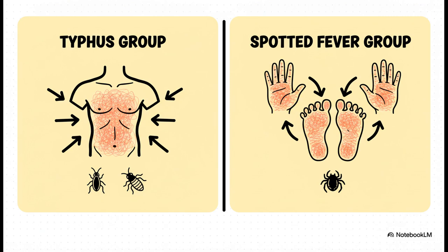The single biggest clue, the one thing you need to remember, is the rash. Typhus starts on the trunk and spreads outward, almost always sparing the palms and soles. Spotted fever is the total opposite. It famously kicks off on the extremities, like your wrists and ankles, and moves inward. This distinction is absolutely critical.